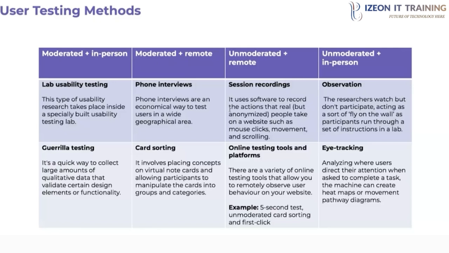It uses software to record the actions that real but anonymized people take on a website, such as mouse clicks, movement, and scrolling. Online testing tools and platforms: there are a variety of online testing tools that allow you to remotely observe users' behavior on your website. For example, 5 second test, unmoderated card sorting, and first click.